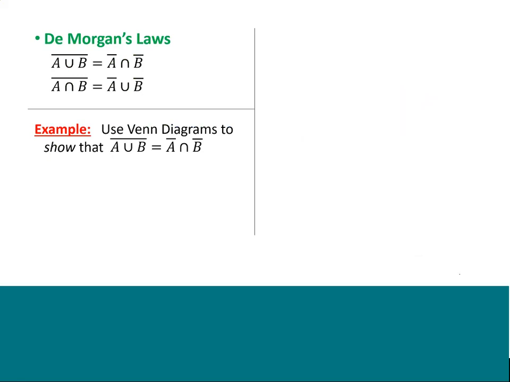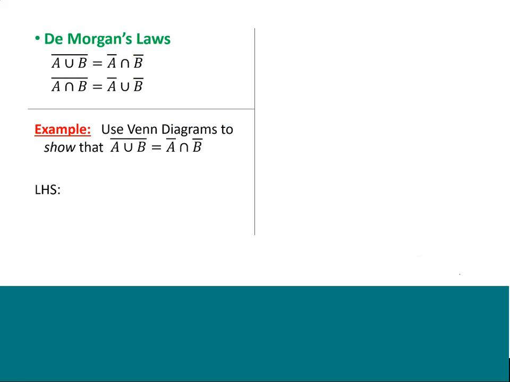So I'm just going to go through the first one and use Venn diagrams to show you why this would be true, that way you don't have to take it just on faith if this is true. Okay? So if you ever wanted to use Venn diagrams to show that some property of sets is true, here's how you would do it.